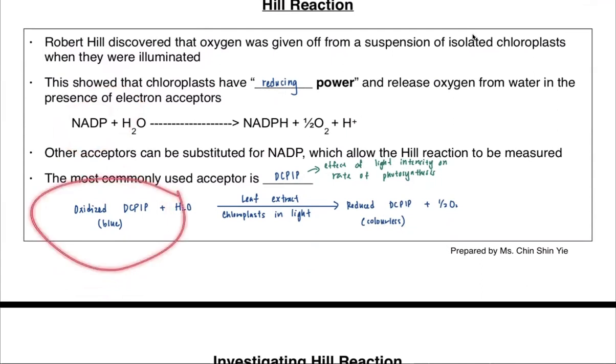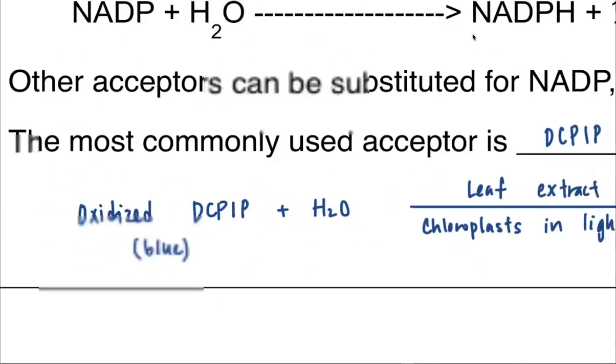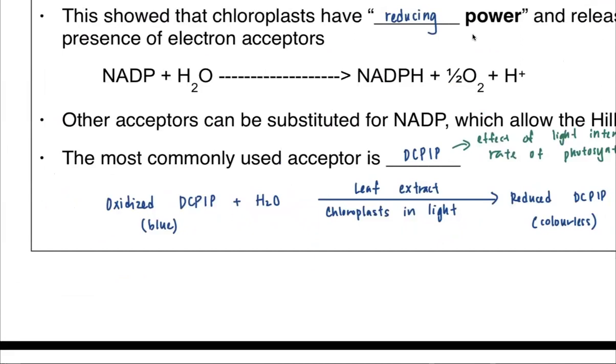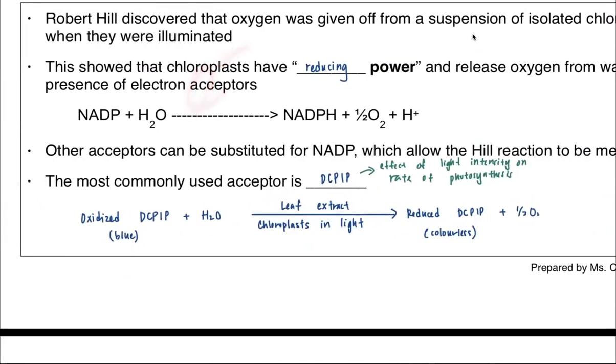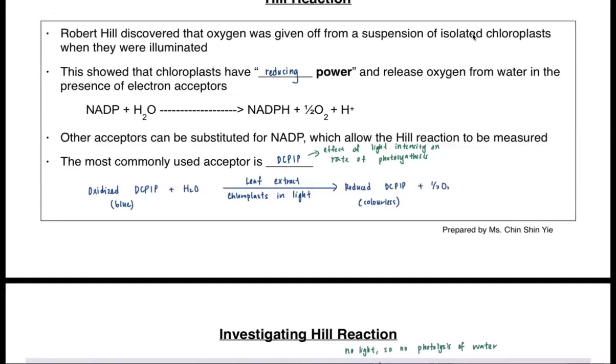DCPIP is blue in color in its oxidized form. So when they illuminate extracted chloroplasts in light, electrons are released. This electron is going to reduce it. Once DCPIP is reduced, it becomes colorless. So when performing this Hill reaction experiment, you would expect to see a change in color from a blue DCPIP solution to a colorless DCPIP solution. That is what happened there.